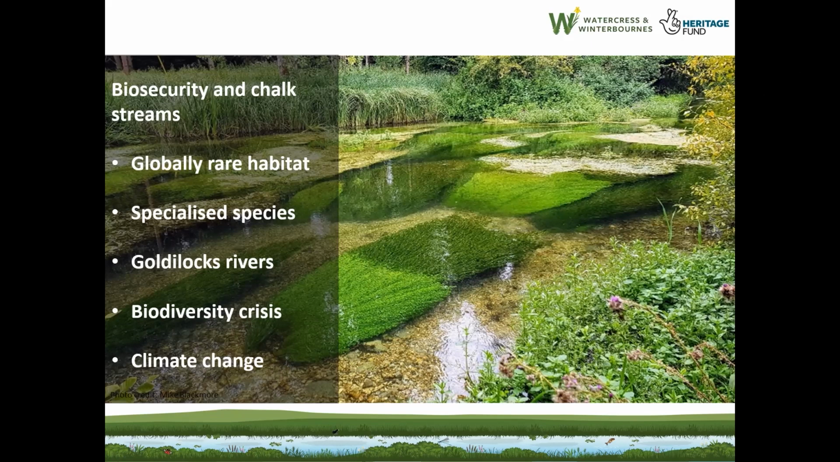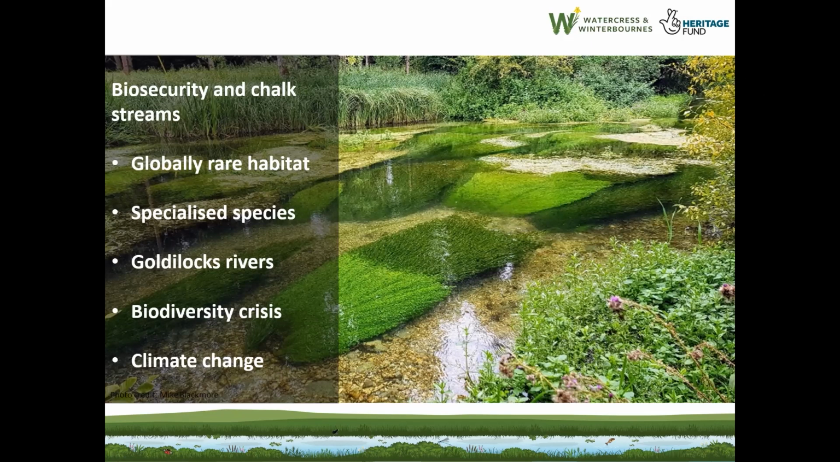They have a really unique habitat because of the geology and the way the water comes out of the chalk. So we have a lot of species that are really specialised. They are adapted to living in these unique environments. We call them Goldilocks rivers because they're sensitive to change. So they don't like it too shaded. They don't like it too light. They need just the right amount of plants in and the right types of plants.